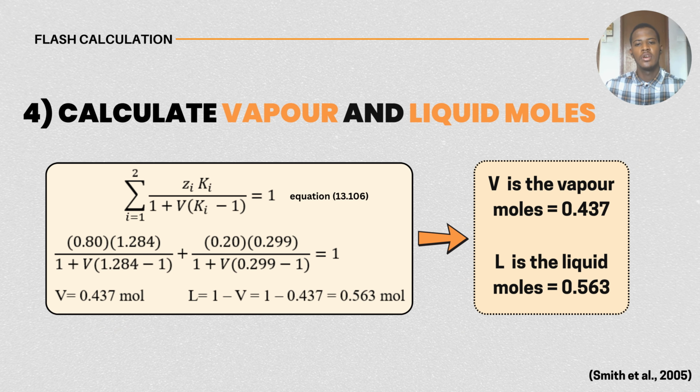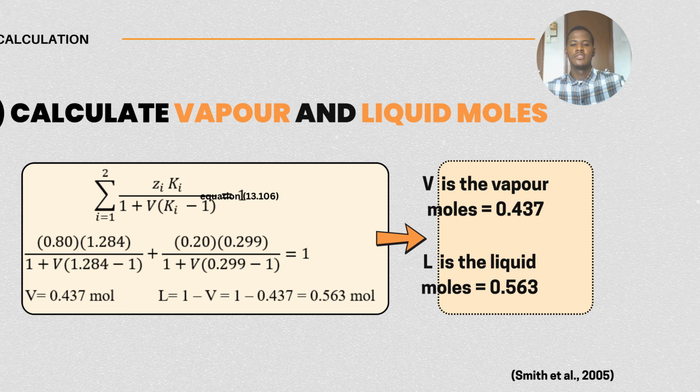So now we are going to calculate the vapor and liquid moles in the outstream by using equation 13.106 in the textbook. By setting V as the unknown variable, which in the equation means the vapor moles in the outstream, and we have the values of Z and K for both ethane and propane. By solving this equation, we found that V is equal to 0.437 mole. However, the basis is 1 mole, so the rest will be the liquid moles in the outstream. So by calculating 1 minus V, we get that the liquid moles is 0.563.